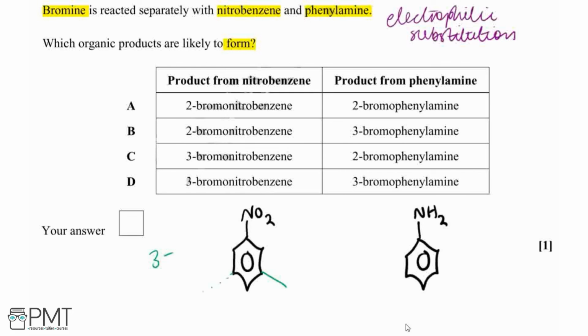Whereas with our phenylamine, we can get substitution at positions 2 or 4. So again, could be over here. And this is because our NH2 group donates electrons into the ring. Therefore, it activates the ring, hence it's a 2,4 directing group overall. So we're going to be looking for the line in the table which shows the correct substitution. So for our nitrobenzene, we need to have 3-bromonitrobenzene. And with our phenylamine, we're looking for that 2-bromophenylamine. So overall, our answer is going to be C.